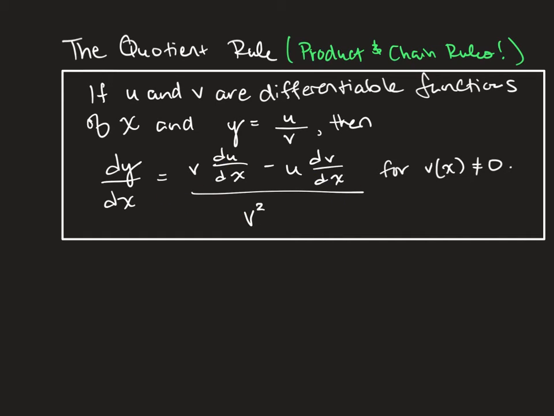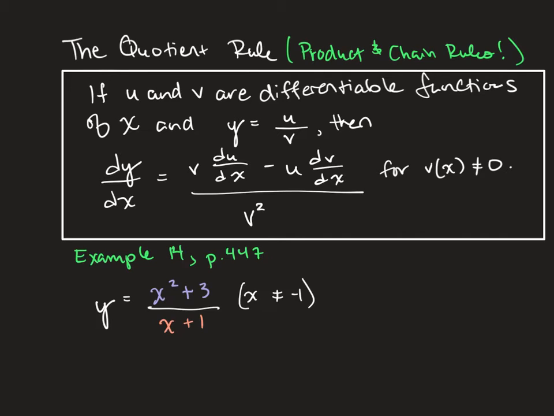This is in your formula book, so you don't have to memorize using the product and chain rule, but sometimes people like that. And in fact, one of the exercises I might make you guys do at some point is proving this, or maybe I'll do that later in the video. Who knows? Anyways, I'm going to use an example again from your book, and this is going to be example 14 on page 447. Caveat that for this one x cannot be equal to -1. There's going to be an asymptote there, so just be aware of that.